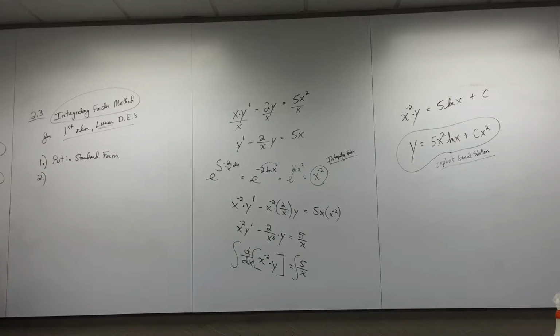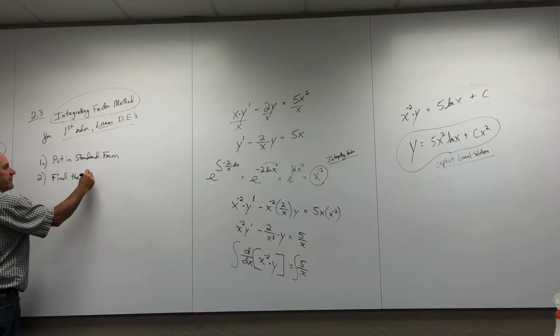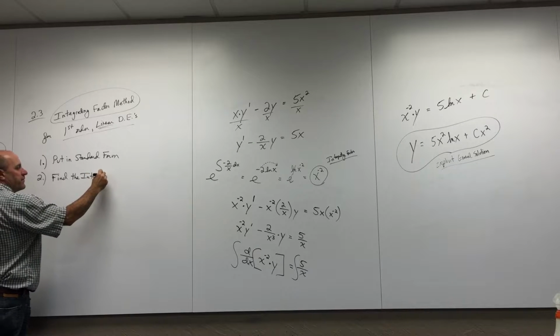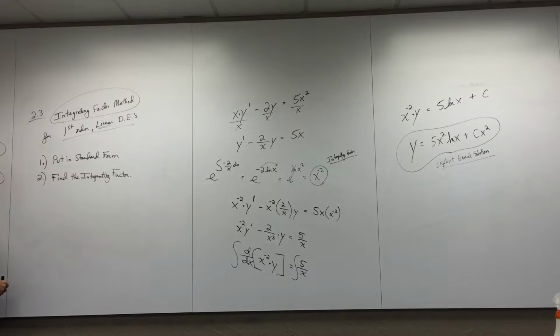So once we're in standard form, sometimes they start in standard form anyway, now that you're in standard form, what's the next step? We actually go find the integrating factor. Just go find it and simplify it as much as you can. Find the integrating factor. After you find it, do you remember what we did? We took the integrating factor and multiplied it through.